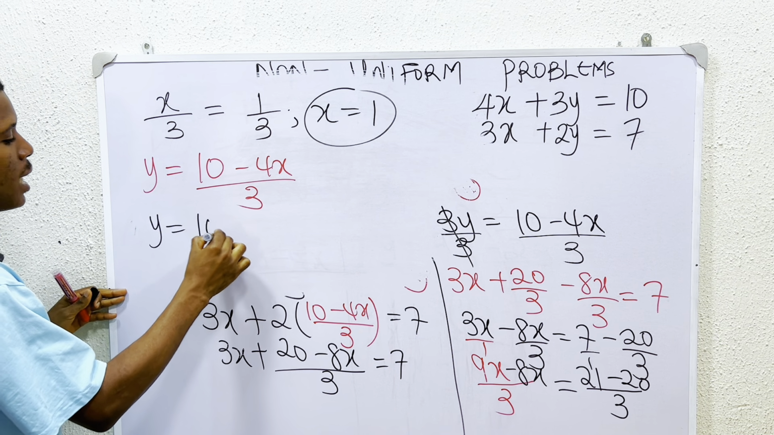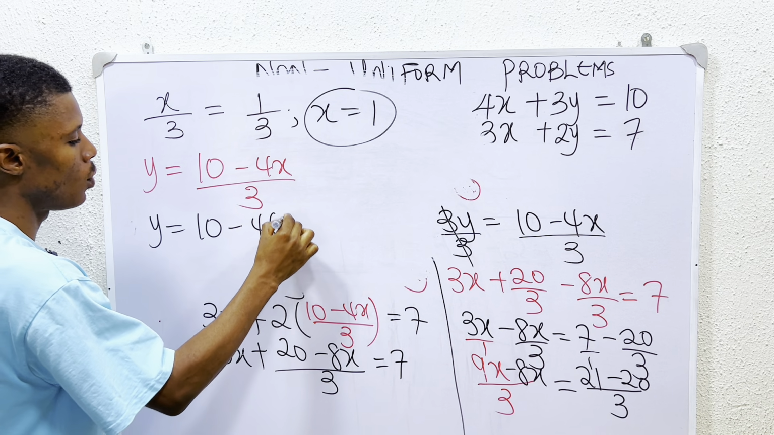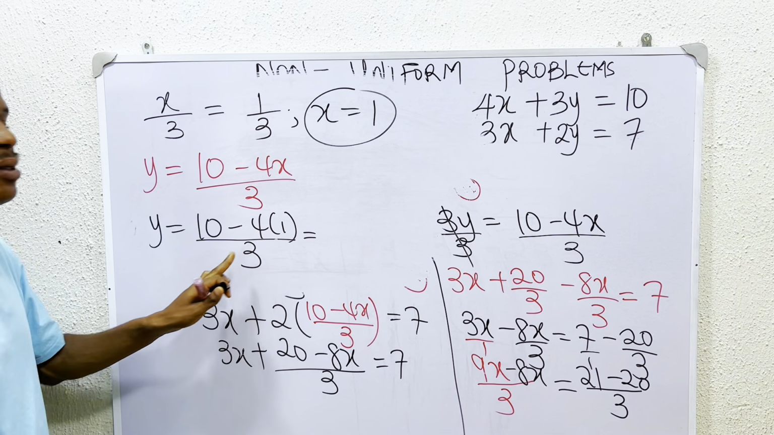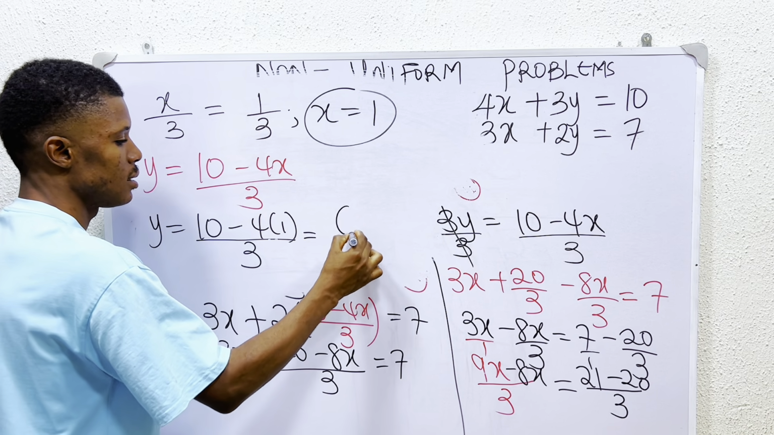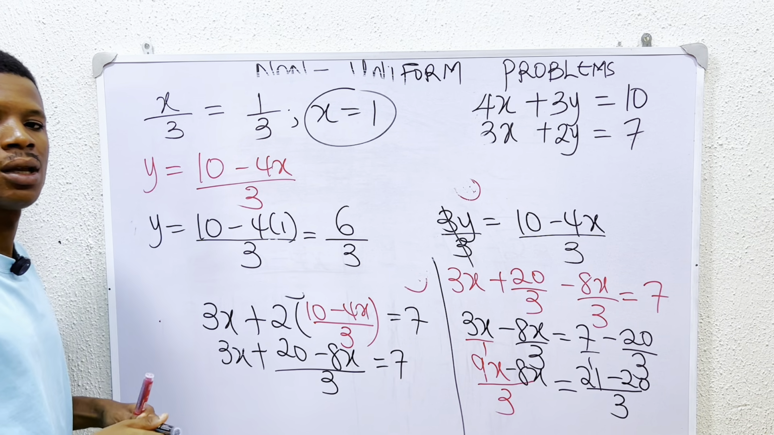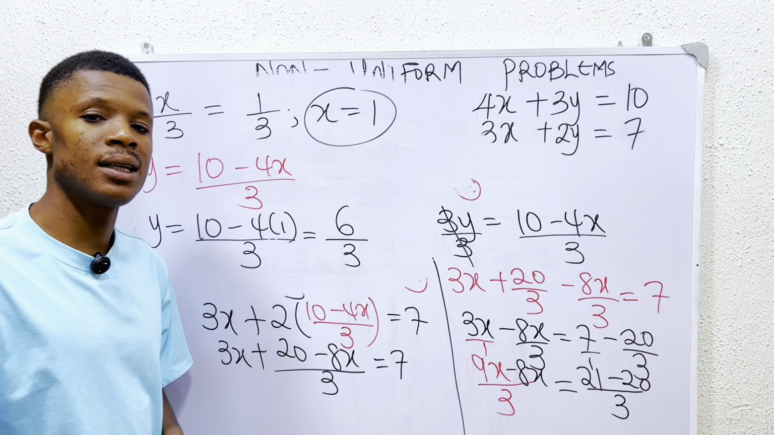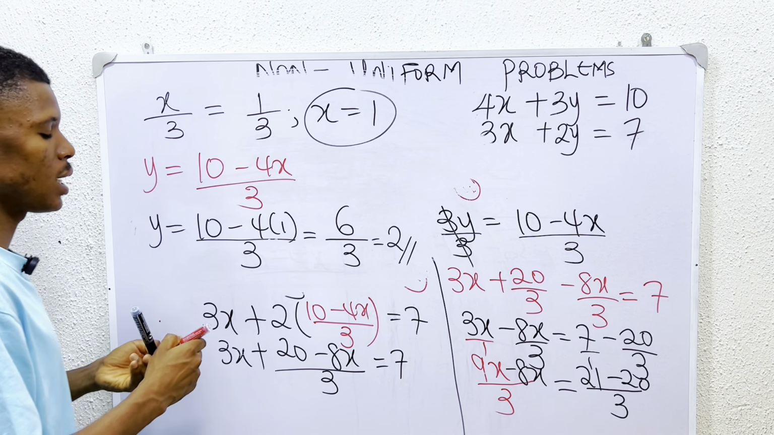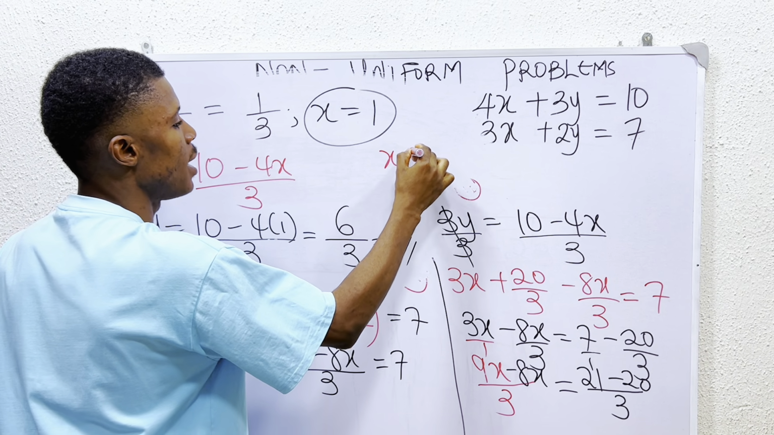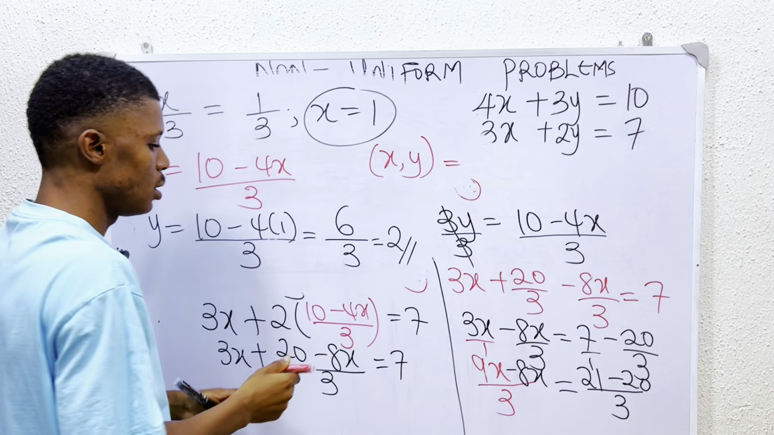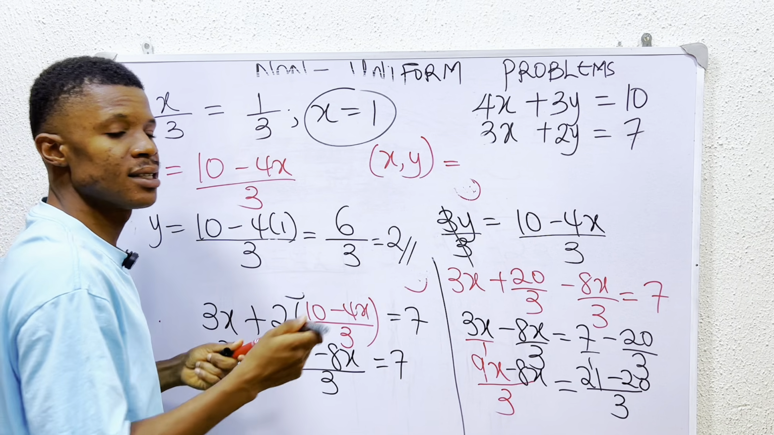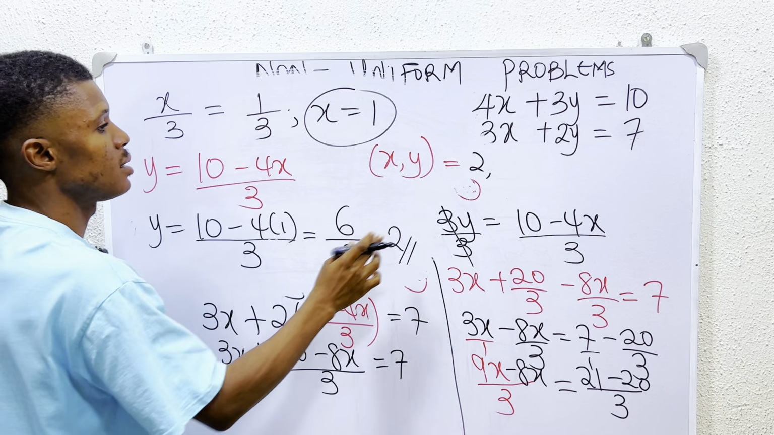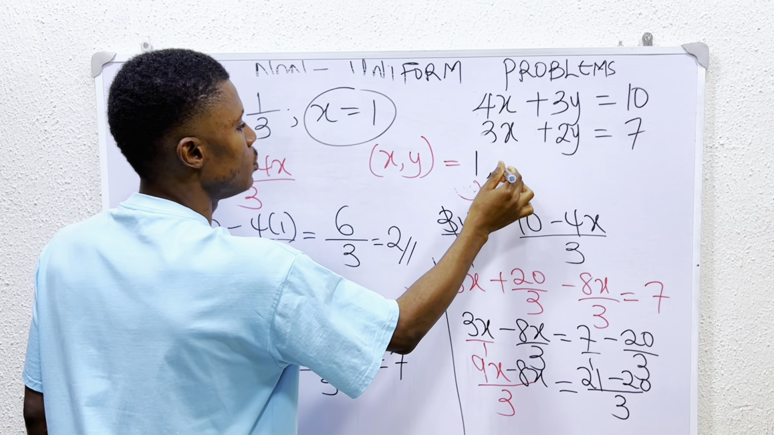So what do we have? y is equal to (10 minus 4 into 1) divided by 3. 4 times 1 is 4. So 10 minus 4 is 6. That will give us 6 over 3. So 6 divided by 3 is 2. So at the end, we can now see that the value for x comma y is, x is 1, and y is 2.